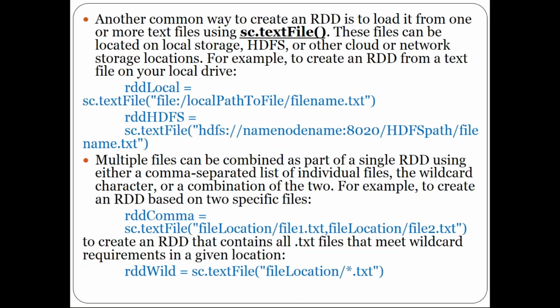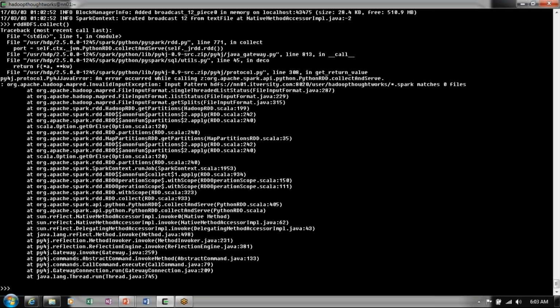But we have read how to read the files from HDFS individually, a combination of multiple files, and also an RDD that contains all text files that meet wildcard requirements in a given location. Here what he's telling is, in your HDFS directory you have text files, parquet files, sequence files. If you want to read all the text files, then you have to give .txt.